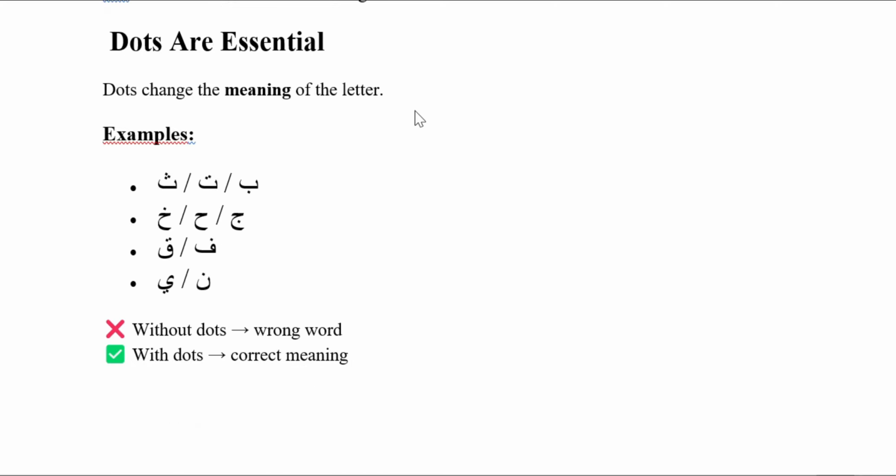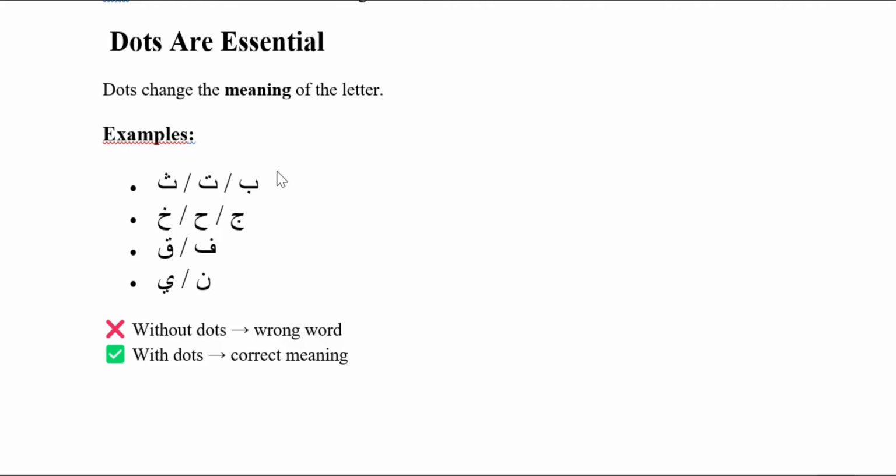Now let's talk about dots. As you notice in Arabic, there are too many dots. And dots are really important. If you miss any dot somewhere, the meaning will change. Or maybe you cannot read that word. So dots are totally important, and you have no choice. You shouldn't forget any dots.